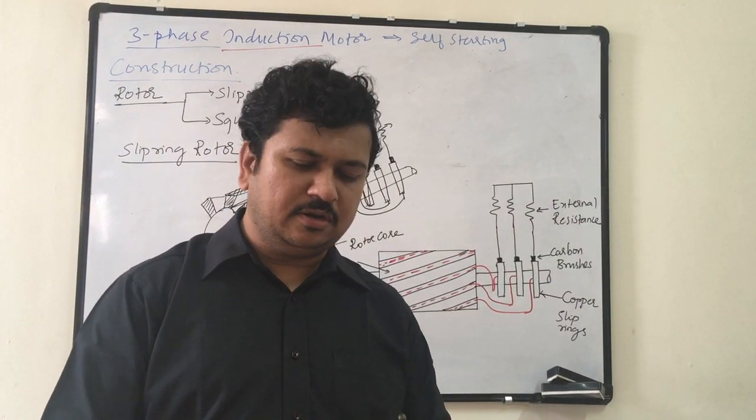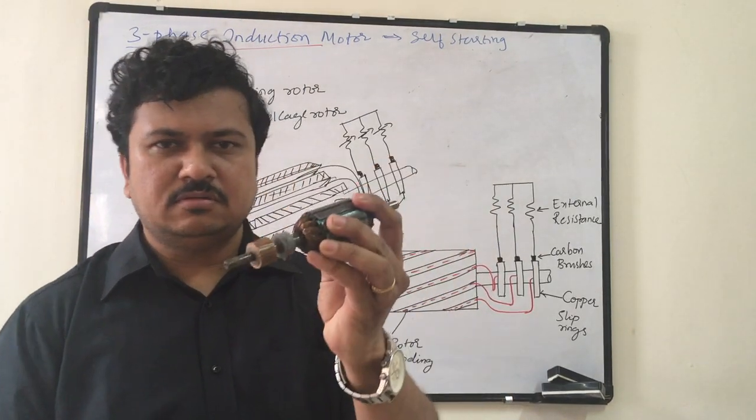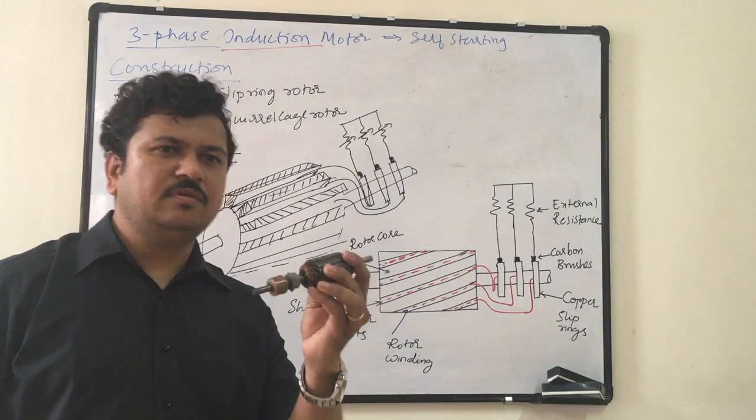It is very hard and brittle. Okay, you see the shaft. The shaft is made up of cast iron. This shaft will never bend. Okay, it will break, but it will never bend.